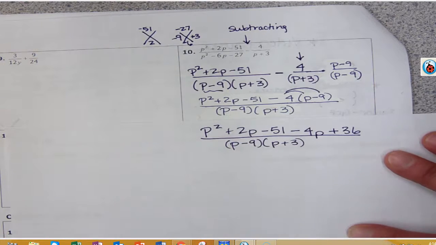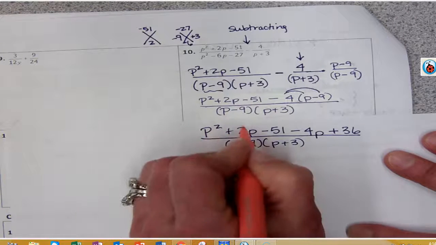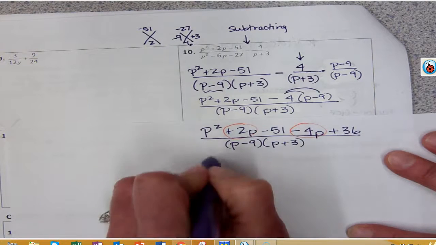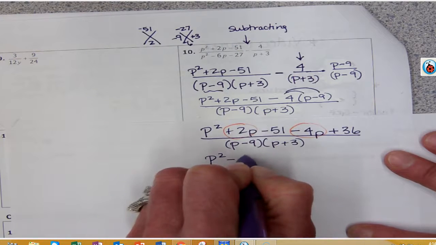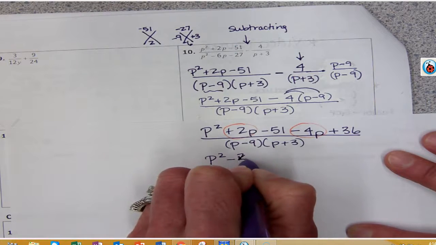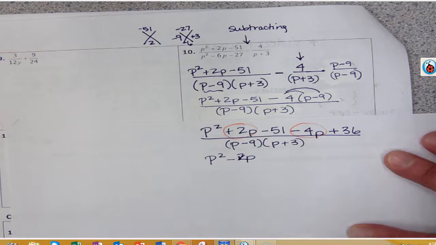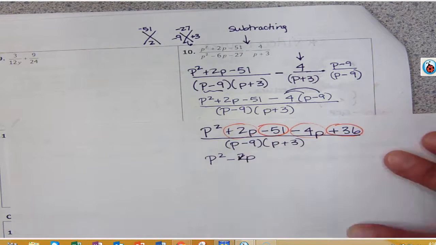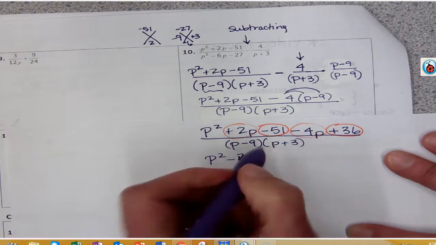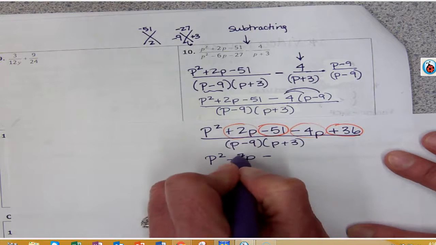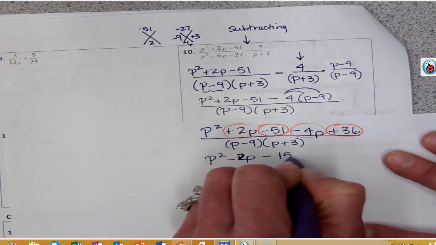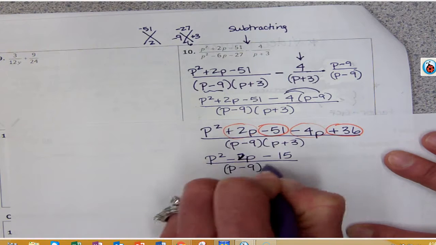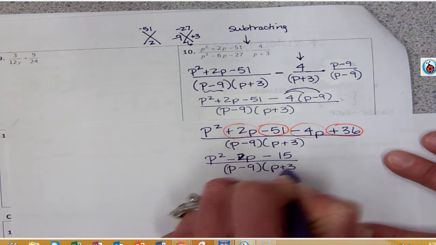Now when I combine my like terms, I'm going to get p squared minus 2p. And then when I add negative 51 and positive 36, I'm going to get negative 15 all over p minus 9 times p plus 3.